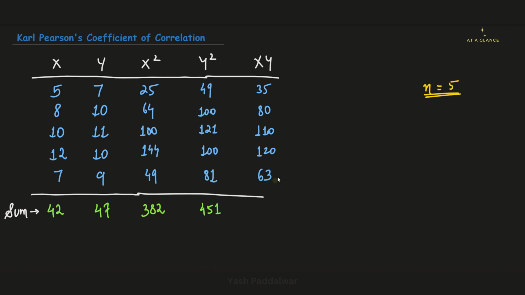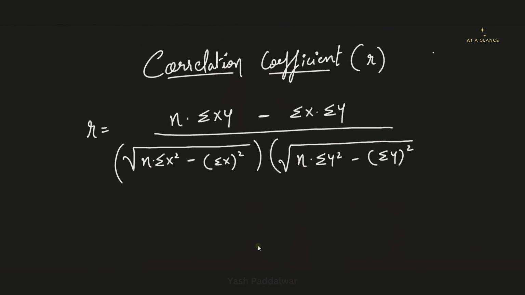Now, the sum of all this 35, 80, 110, 120, and 63 gives rise to 408 as the summation xy value. Now, as per the formula, we have calculated the values of every single term that we require. Now, let's plug in all these values in the formula and let's try to find out the correlation coefficient. So, let's plug in the values.